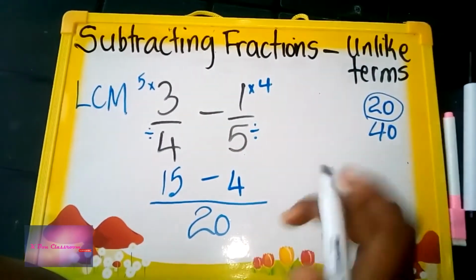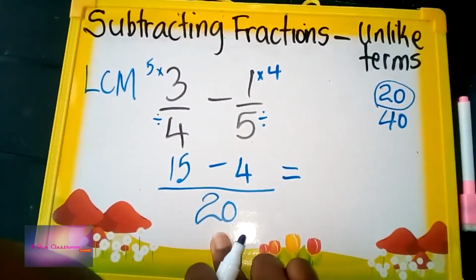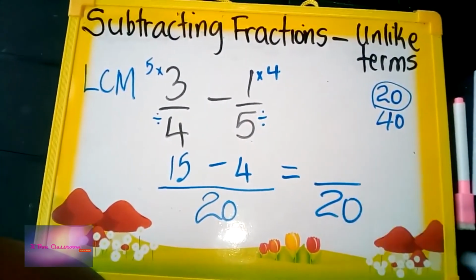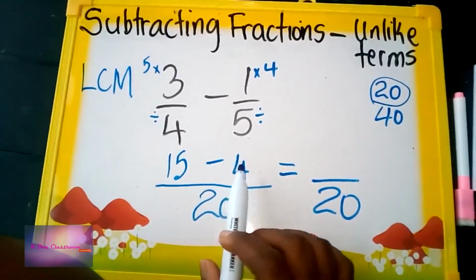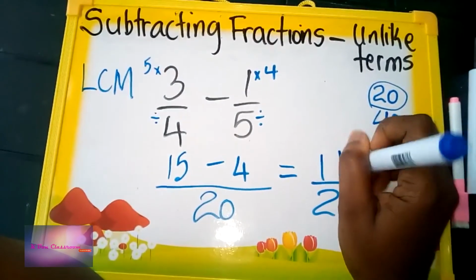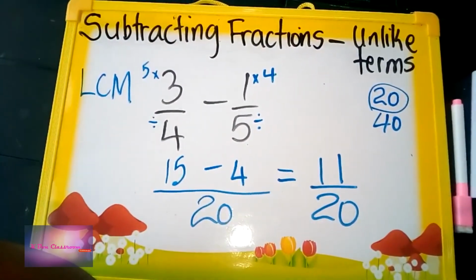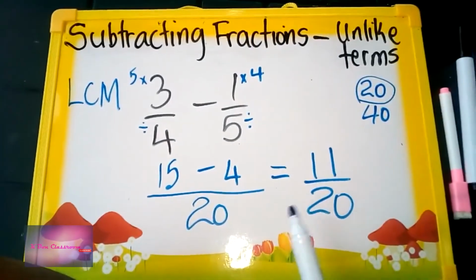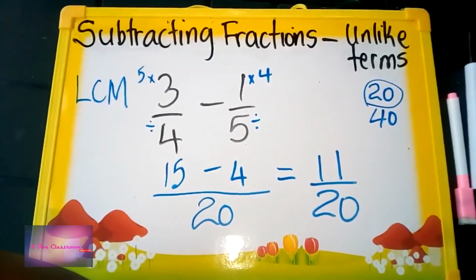So we can now go ahead to subtract because we have our new denominator. So our new denominator is 20. When I subtract 15 and 4, I will get 11. And this becomes our new numerator. So again, solving it the LCM method, we still ended up with 11 over 20.